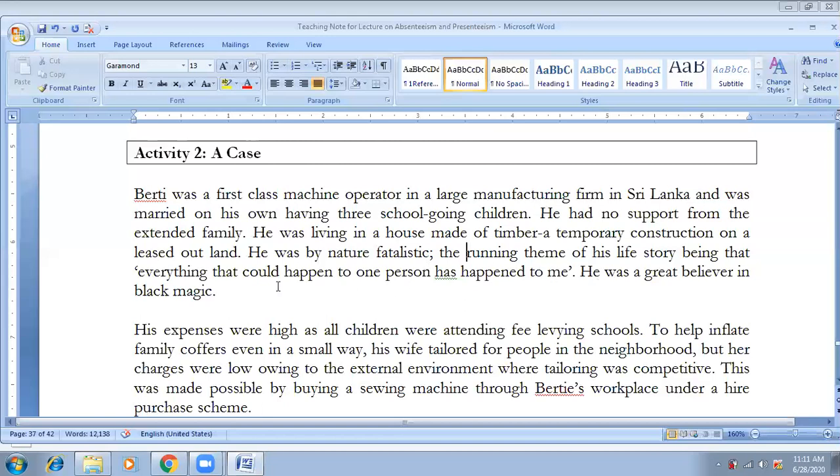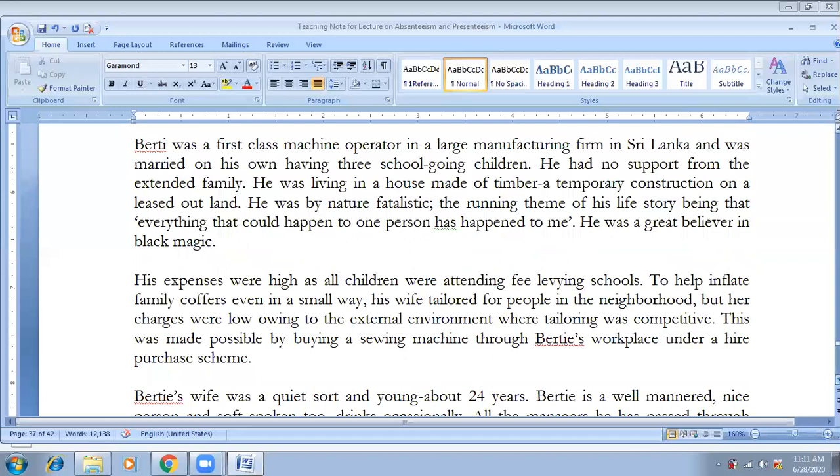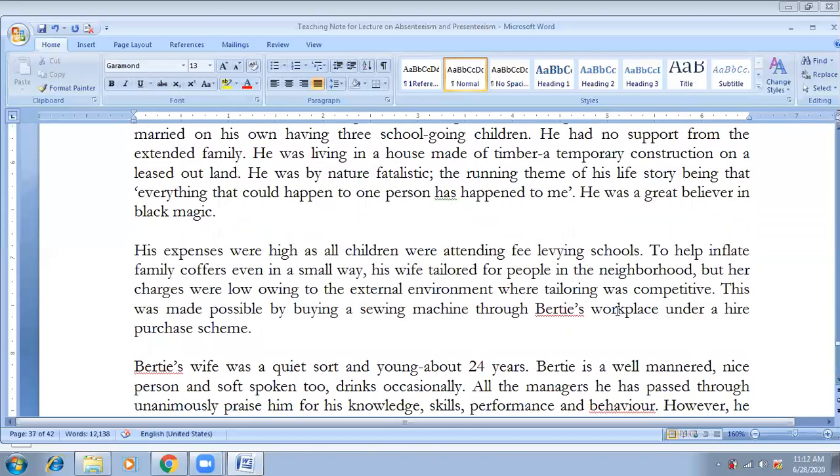Then he was a great believer in black magic. In Sinhala we call it Hunyang Karma, black magic. His expenses were high, as all children were attending private schools. We have many state schools, where education is free considerably. But this man decided to send his three children to private schools with charge.